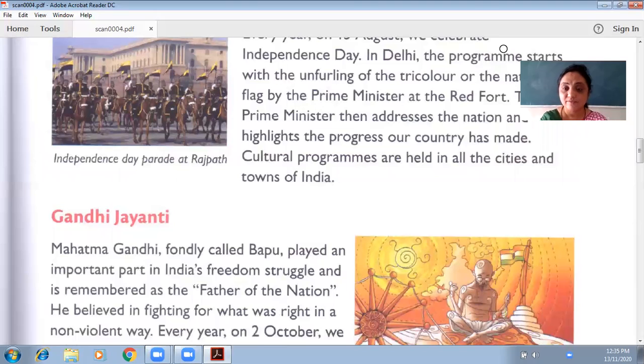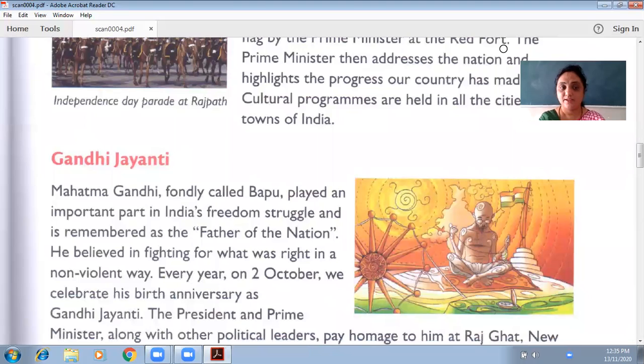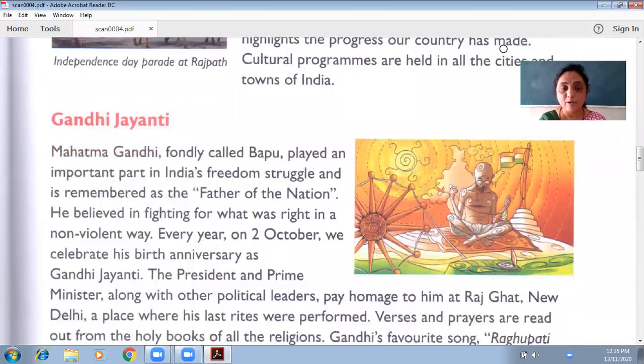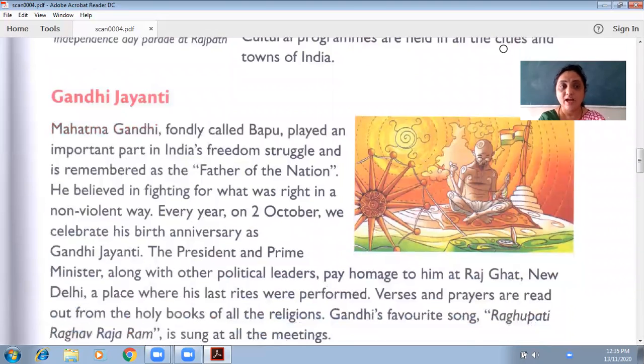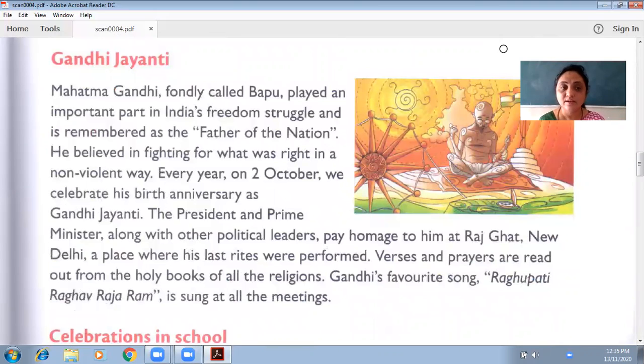And next, one more national festival, that is Gandhi Jayanti. Mahatma Gandhi, fondly called Bapu, played an important part in India's freedom struggle and is remembered as the father of the nation. Who is our father of the nation? Mahatma Gandhi ji. What is he fondly called? He is called Bapu. He played an important role in the freedom struggle and believed in fighting for what was right in a non-violent way.